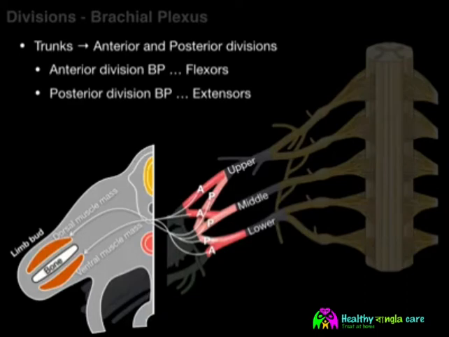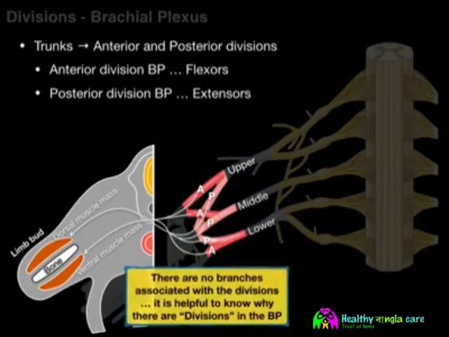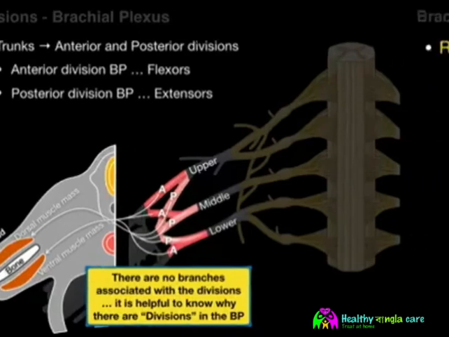And then another thing is the ventral muscle mass forms all the intrinsic hand muscles, which is why the anterior division of the brachial plexus innervates the intrinsic hand muscles, and the dorsal muscle mass ends in the forearm. Their tendons go into the hand, but no intrinsic muscles of the hand are innervated by the posterior division. So there are no branches associated with the divisions of the brachial plexus, but I thought it's helpful to know why there are these divisions in the brachial plexus.